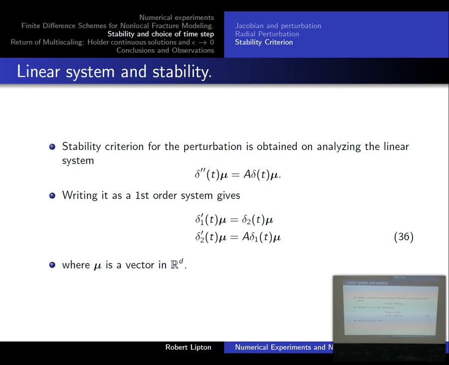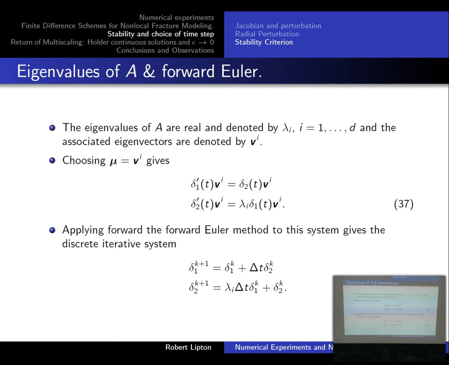And so here's our second derivative. The acceleration equals the linearized, or the Jacobian here, acting on the displacement. And this is a vector in R^d. So since A is self-adjoint, we know what its eigenvalues and eigenvectors are. We know that the eigenvalues are real. We'll denote them by that, and the associated eigenvectors are V_i. So let's choose then, we'll just diagonalize and work in the basis spanned by each eigenvector. So we'll choose this to be one of the eigenvectors. And then we have this system here for the ODE. And then we can apply the forward Euler method to this system.